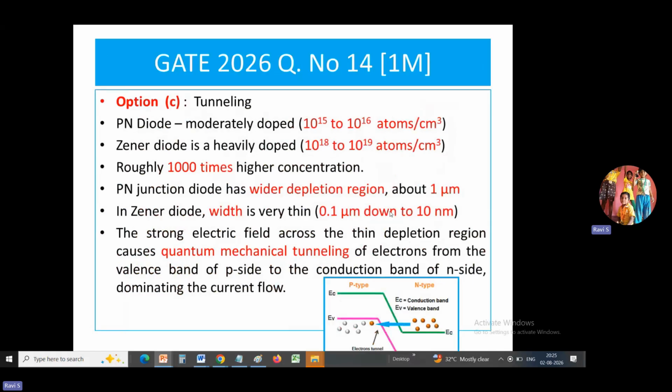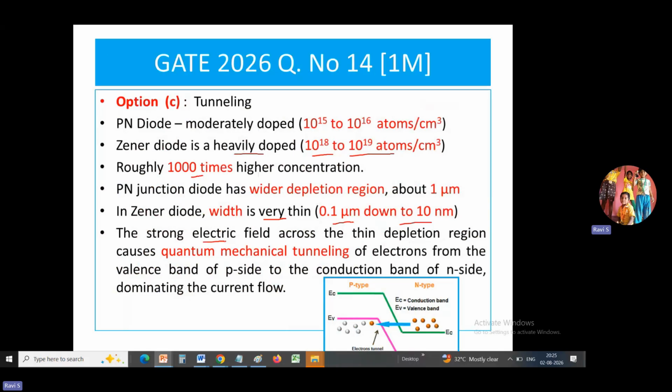Now the question is not about forward bias or reverse bias, it is about the breakdown region. So if you consider a Zener diode, the region near the junction is heavily doped, about 10^18 to 10^19 atoms per centimeter cube. If you compare with the PN junction diode, it is 1000 times higher. Because of this, the Zener diode depletion region width is very thin, about 0.1 micrometer to 10 nanometer.